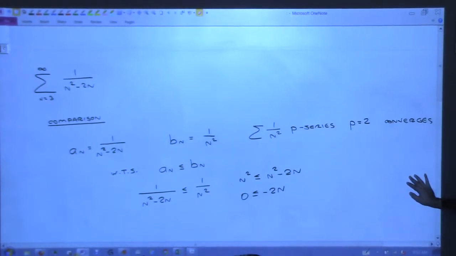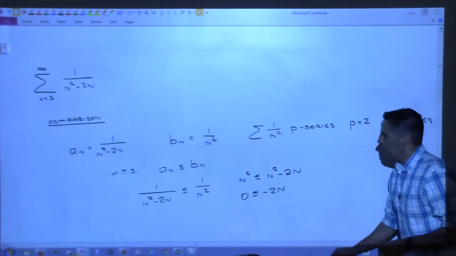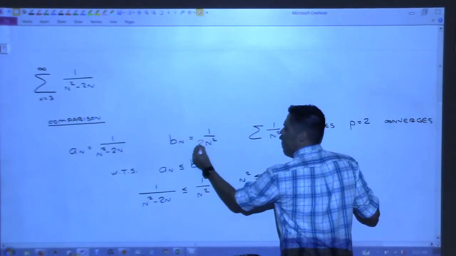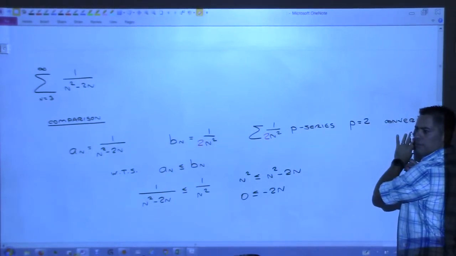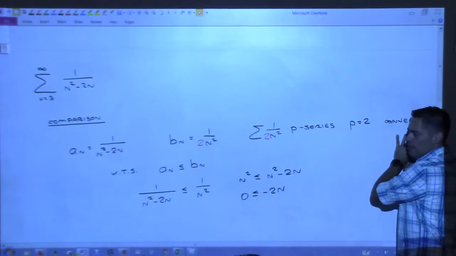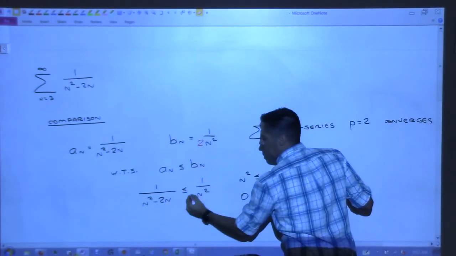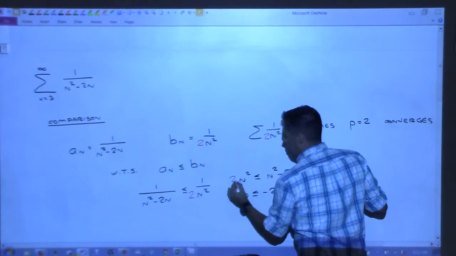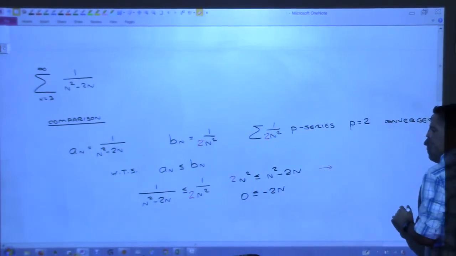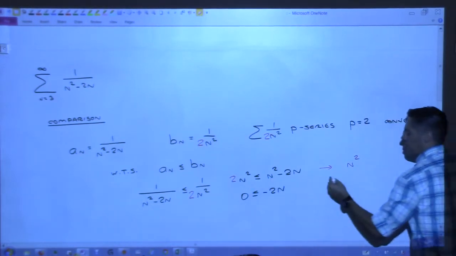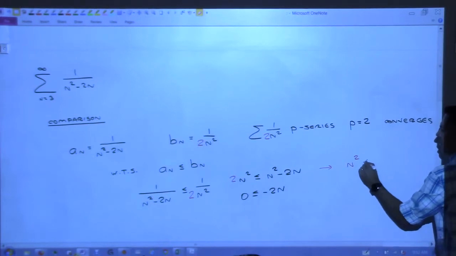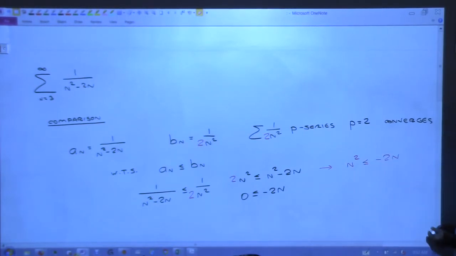You want to do 2n on the bottom instead? Would that fix it? If I made this a 2, this a 2, would it still be a p-series convergent? Yes, right? That doesn't change anything. This inequality would stay the same. This would be 2. This would be 2. And now my new one would be what? n squared, right? Because I subtract n squared on both sides. I get n squared is less than negative 2n. What do you think about that? Still not true, right?